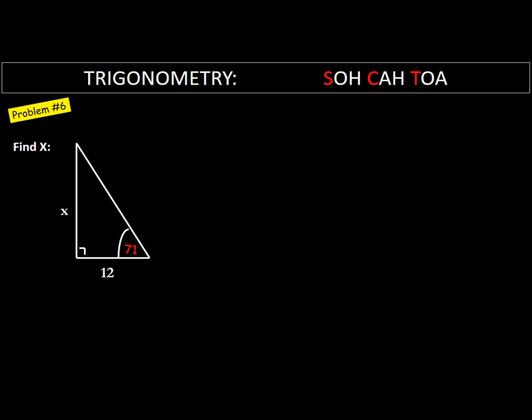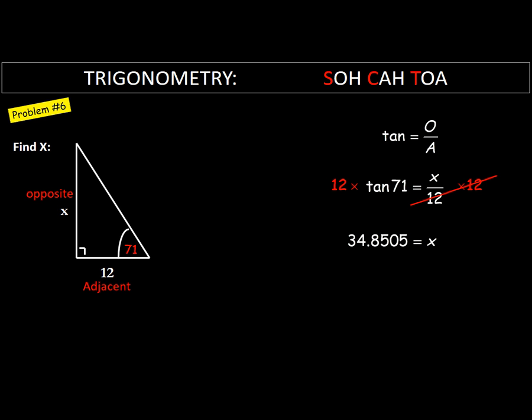Problem number 6. Same thing. Let's see if you can set this up and solve for X in this problem. Step 1 is to identify the sides. X is our opposite side, 12 is the adjacent. Step 2, decide if it's sine or cosine or tangent. In this case, opposite and adjacent is going to be a tangent problem. So we're going to take this and turn it into an equation. The tangent of 71 is equal to X over 12, and then solve it by multiplying both sides by 12. We're going to get X is equal to 34.9 for a final answer.